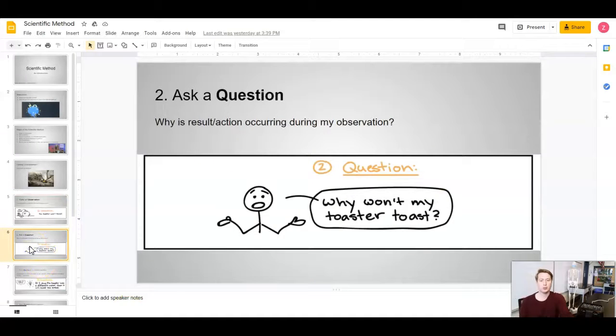Now we go into asking a question. Why won't the toaster toast my toast? So you have to ask yourself, why is the result or action occurring during my observation?